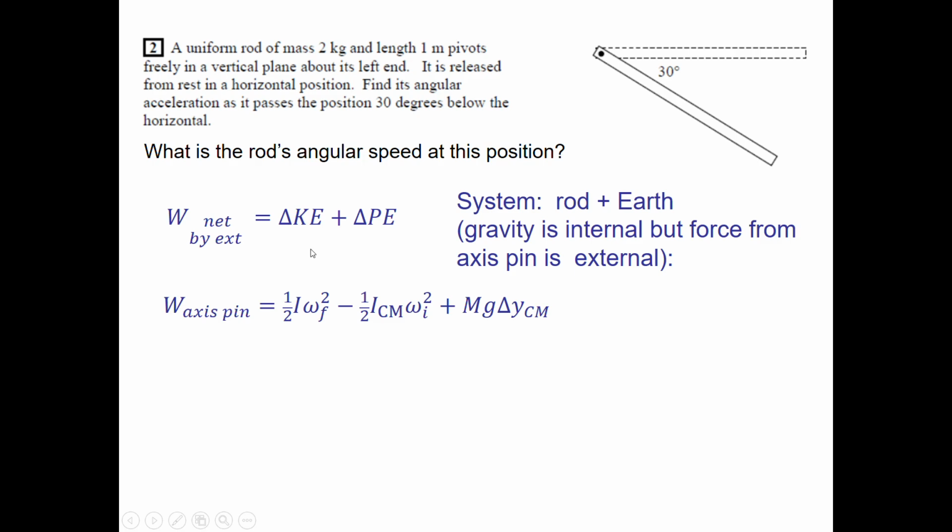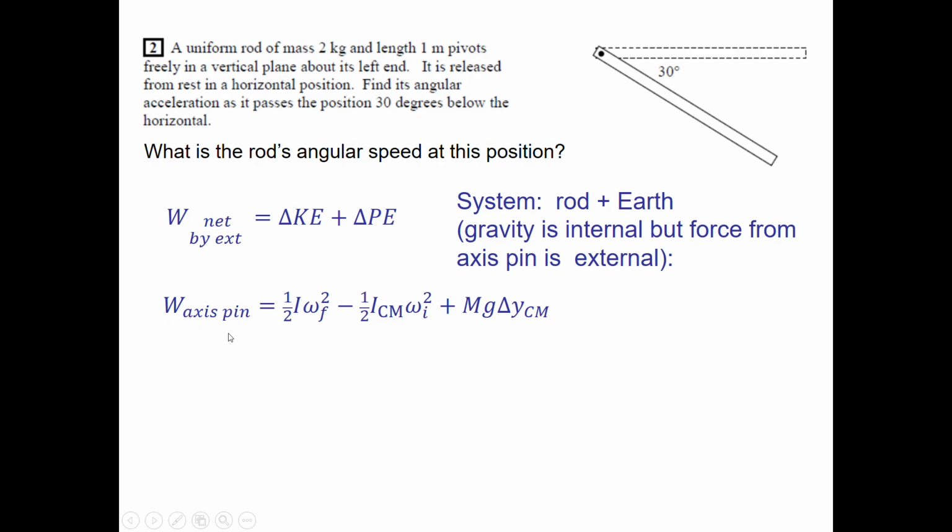The change in kinetic energy, let's use our new expression here, and that's 1/2 I omega final squared minus 1/2 I omega initial squared. That Cm shouldn't be in there. This should just be a plain old I right there. So that's the change in kinetic energy, plus the change in potential energy, which is mg times the change in the y-coordinate of the center of mass. So let's try to figure out what those are.